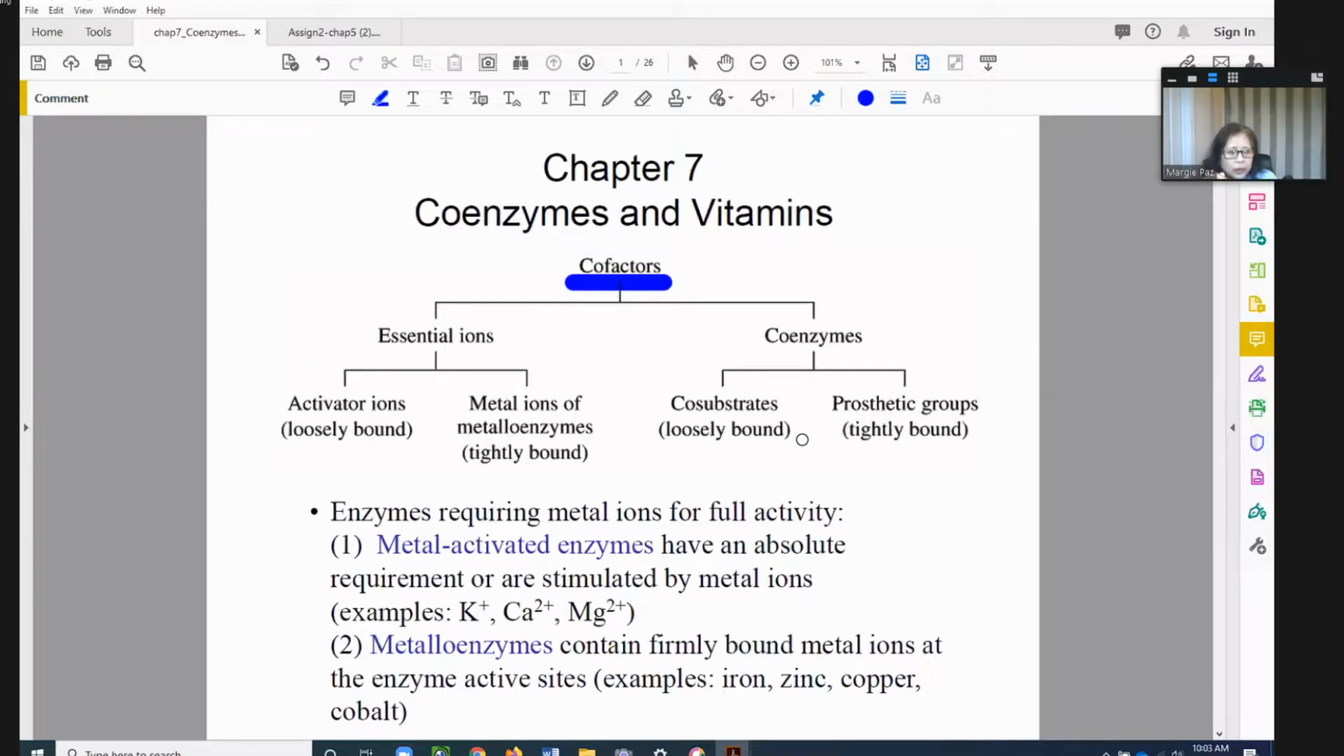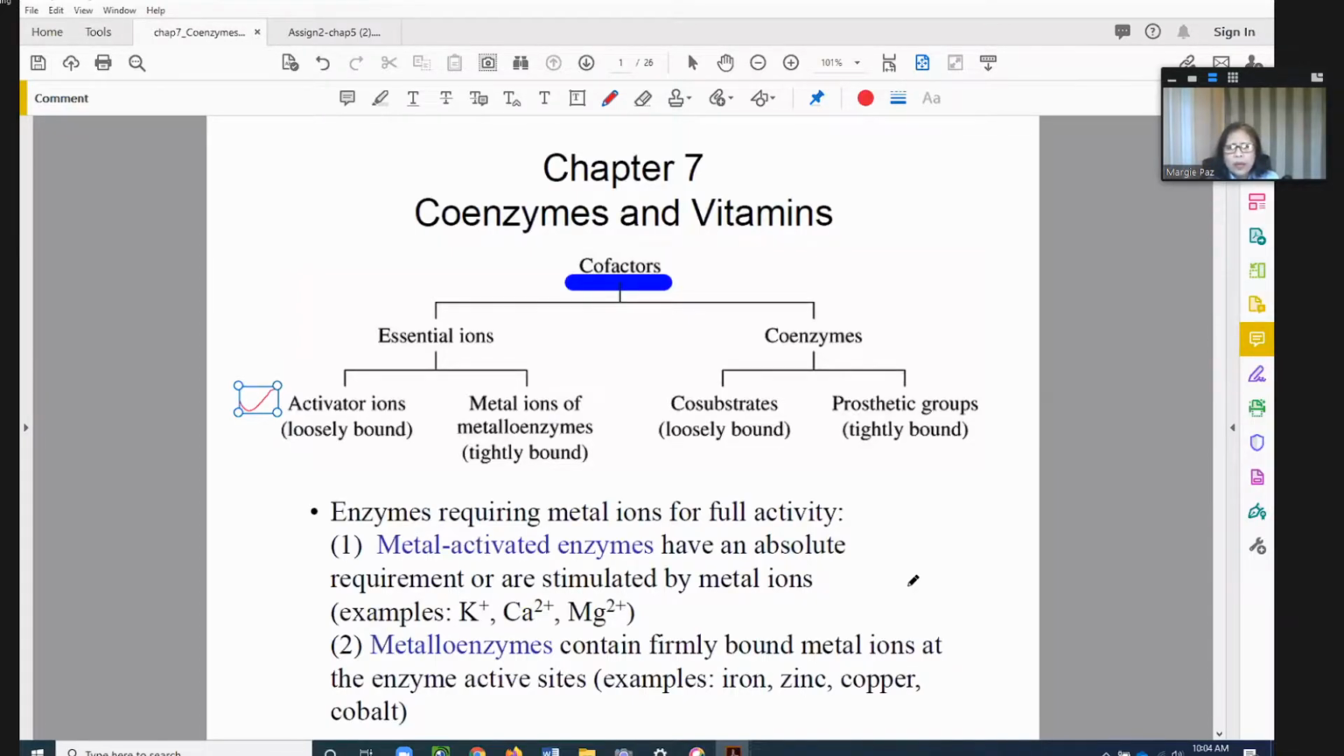Loosely bound essential ions are termed activator ions, while tightly bound ions are found in metalloenzymes, right? Loosely bound coenzymes are classified as co-substrates, while tightly bound coenzymes are designated as prosthetic groups. So those are the subdivisions within these two main groups of cofactors.